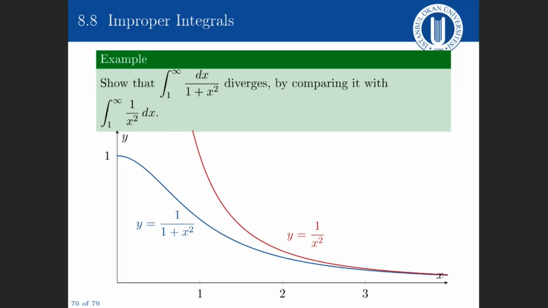Here are these two functions. We're going to be using the limit comparison test. So we're going to be looking at the limit of f divided by g, the limit of one function divided by the other function. Let's suppose we look at the limit of 1 over x squared divided by 1 over 1 plus x squared. But it doesn't matter which one we put on top and which one we put on the bottom.